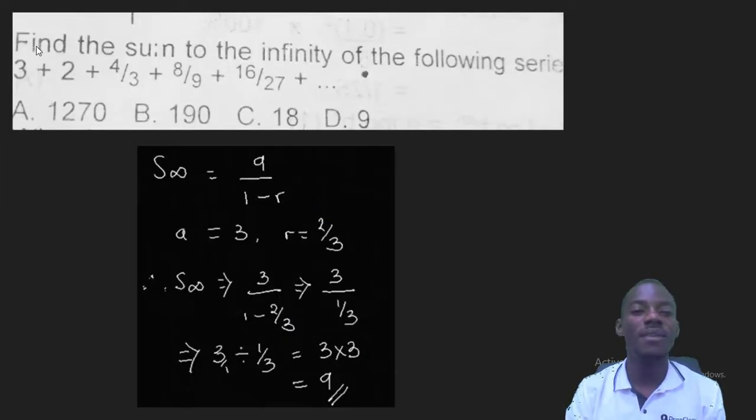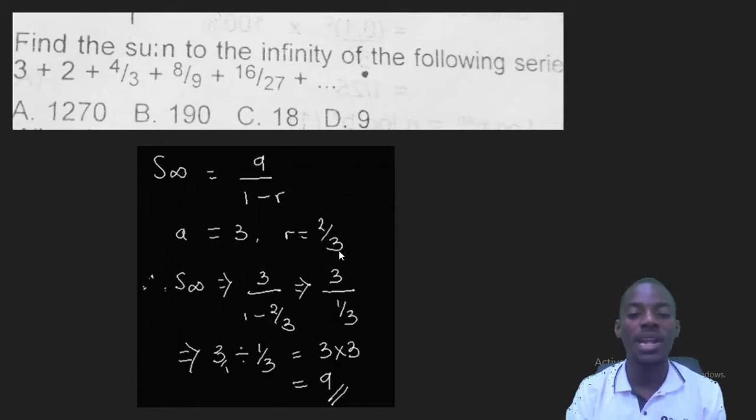The next question says, find the sum to infinity of the following series. You are given a sum to infinity question. Now, what's the formula for sum to infinity? Can you remember? It's a over 1 minus r. What's my a? My a is my first term, 3. What's my r? My r is the common ratio, the second term divided by the first term, making it 2 divided by 3.